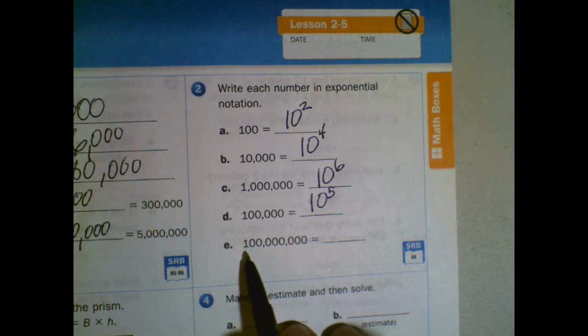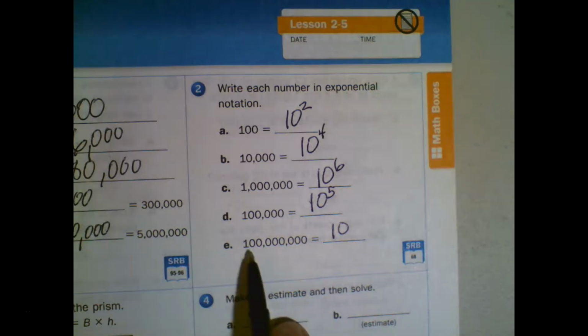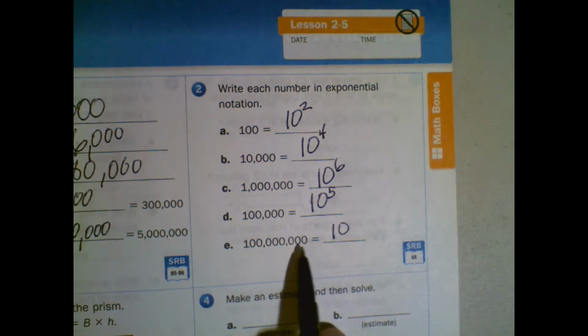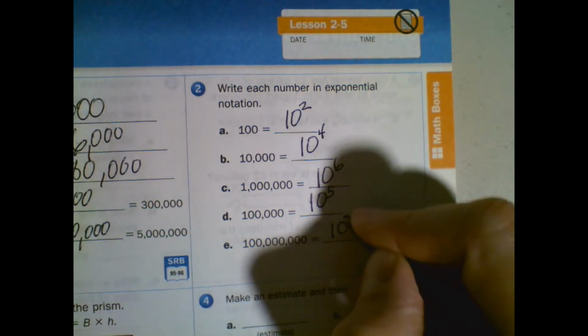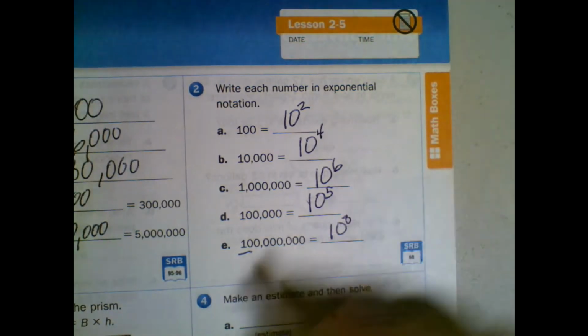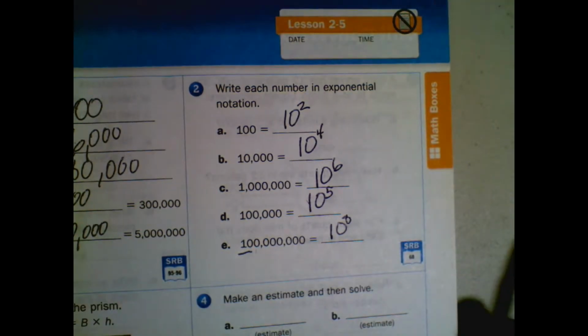And 100 million is 10 to the power of 1, 2, 3, 4, 5, 6, 7, 8. Okay, and remember, 10 to the first power is 10, so 1 zero, 1 power. 10 to the second power is 100, so for every 0, we have to have an exponent of a matching number.